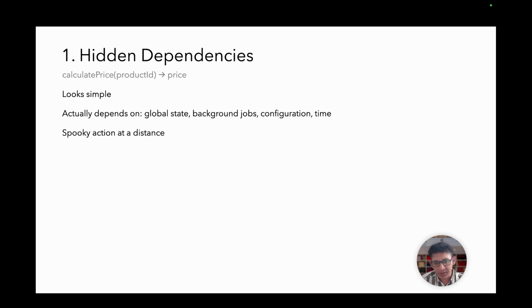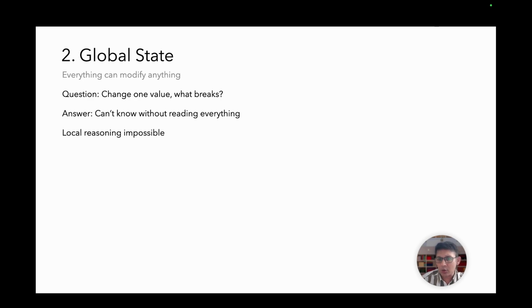Now, this is spooky action at a distance. Effects appear from nowhere, triggered by invisible causes. The second is global state. When anything can modify anything, cause and effect become impossible to trace. A global configuration object that hundreds of functions read and dozens write to. The question is, if I change one value, what breaks? Now, you can't answer that question without reading every function in the system. The causal graph is fully connected. Everything affects everything. Local reasoning becomes impossible.